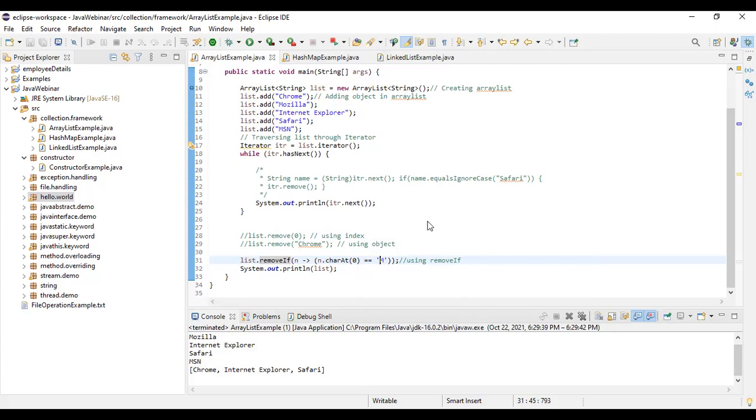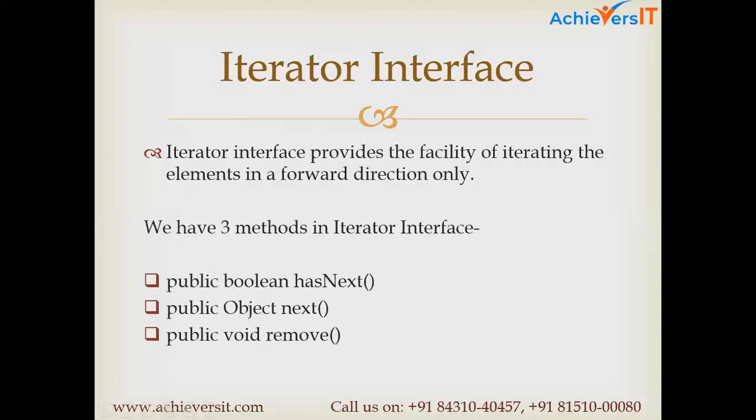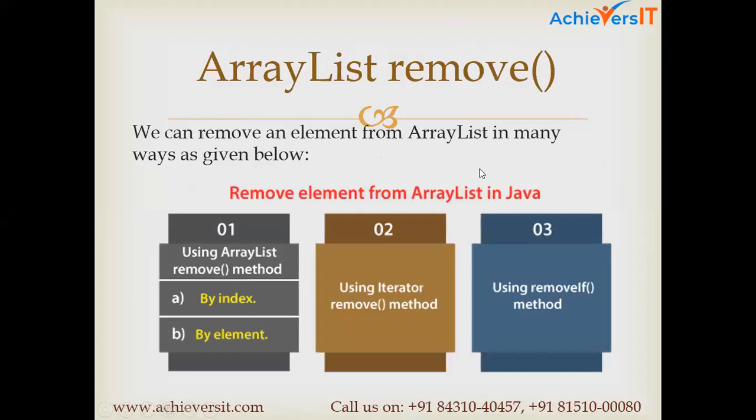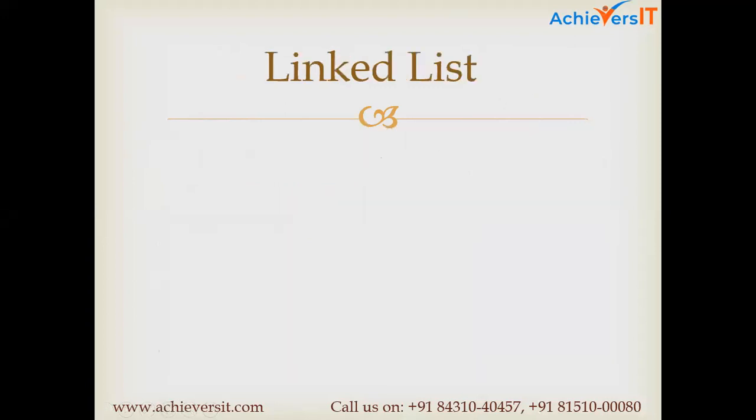So let's go ahead further. We'll go for the Iterator interface. It provides the facility for iterating the elements in a forward direction only. This is what I showed you now. While deleting an element from an array list, I use hasNext and remove. These are the methods that I used in the iterator, which I already showed you. We can remove an element from an array list in many ways as given here. That is, the remove method can be used by index or by element, or the iterator method, or using the removeIf method. So these three I showed you in an example now. Next we'll go ahead with the linked list.